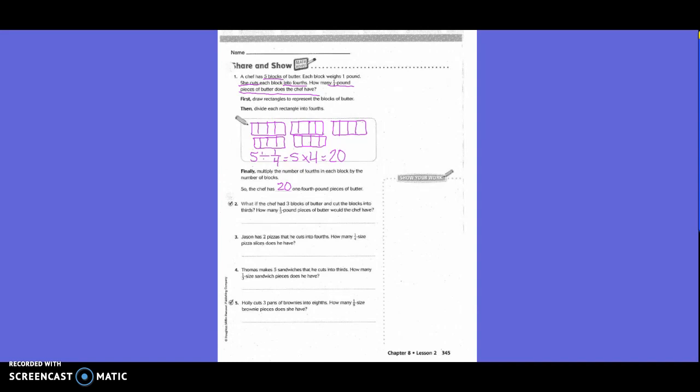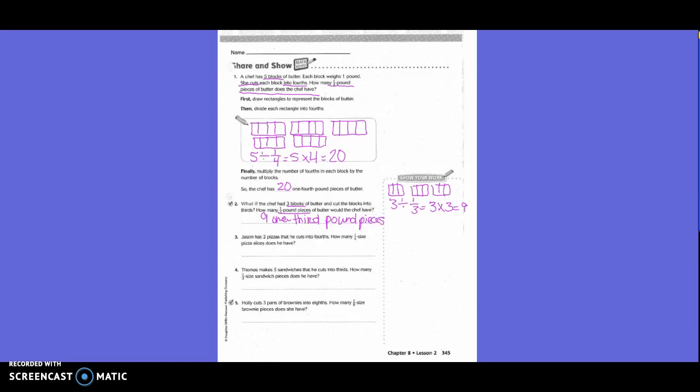What if the chef had 3 blocks of butter and cut the blocks into thirds? How many 1/3 pieces of butter would the chef have? So what do we need to underline? 3 blocks and 1/3 size pieces, right? So how many rectangles am I going to draw, guys? 3. So 1, 2, 3. How many pieces am I breaking each one of those into? Thirds. So 3 pieces for each rectangle. So if I write 3 divided by 1/3, I would also write 3 times how many pieces I broke each one of those blocks into? 3. So 3 times 3 is? 9. So 9 1/3 pound pieces.